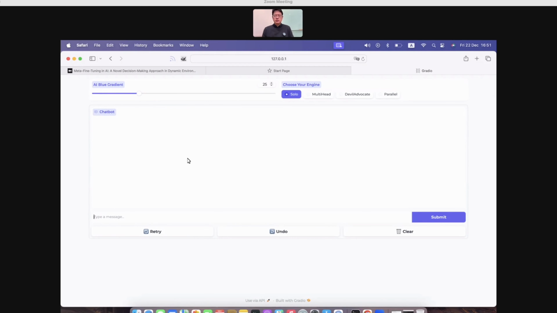This is the screen of our AI Blue. You will see a gradient sliding button that adjusts the influence of both subunit AIs. If you adjust it this way, it gives more influence to the second unit; this way, it adjusts the influence of the first AI unit. And this is the engine you can choose. We start with solo, which means only one AI, the Gemini model, responds to us. If we choose this one, two AIs work together to help analyze the input from the user.